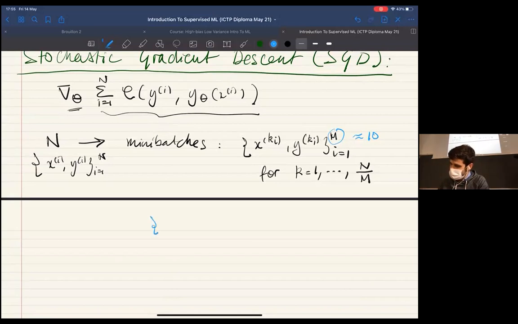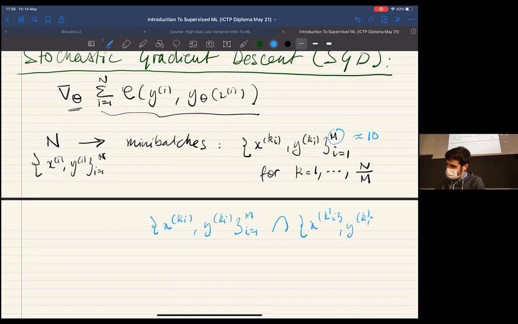So concretely, it means that if you have a mini batch X_k,i, Y_k,i, k is the index of the mini batch, and k,i means the indices of the samples inside this mini batch. It's a double index. And let's say you take the intersection with another mini batch, X_k',i, Y_k',i. It is empty, so they have no samples in common. I'm sorry, these mini batches are sets of pairs.